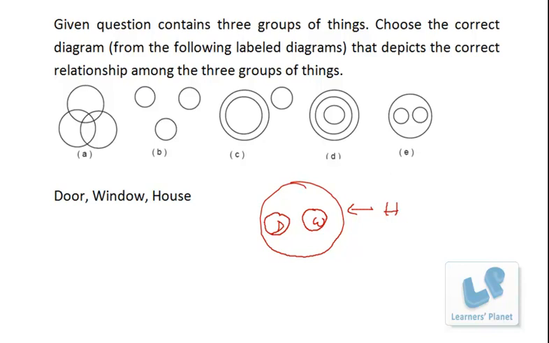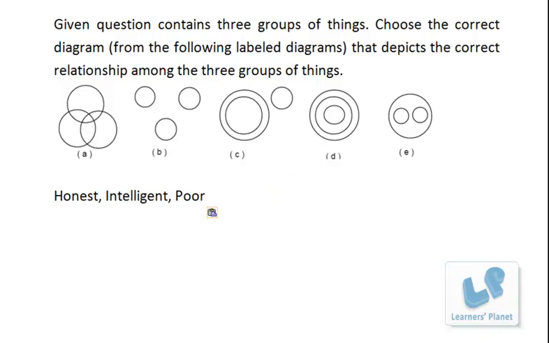It's not that difficult, you just have to apply common sense, and after some practice you will be doing it very easily. Now the next example is honest, intelligent, and poor. See, these three terms are individually true and there is no superset. The idea is that honest persons may be intelligent also, honest persons may be poor also, poor may be intelligent also, and poor may be honest also. So all these three terms are related to each other.